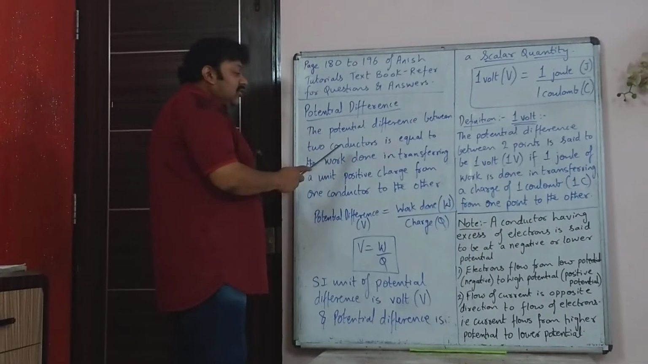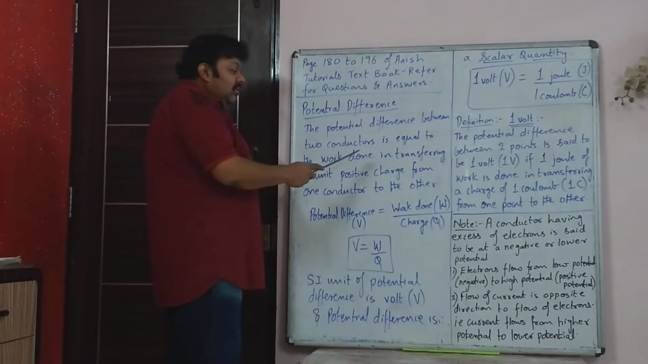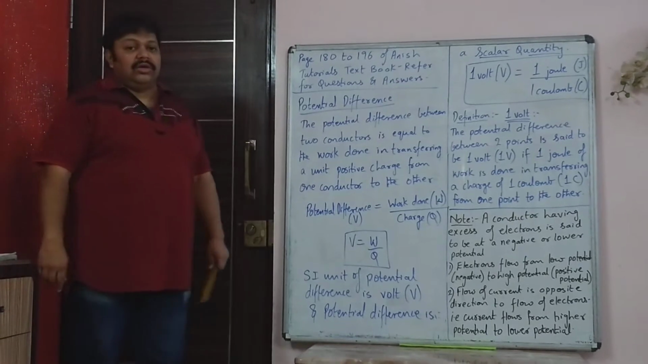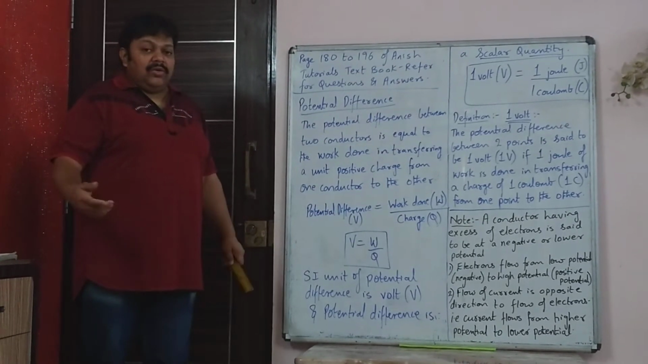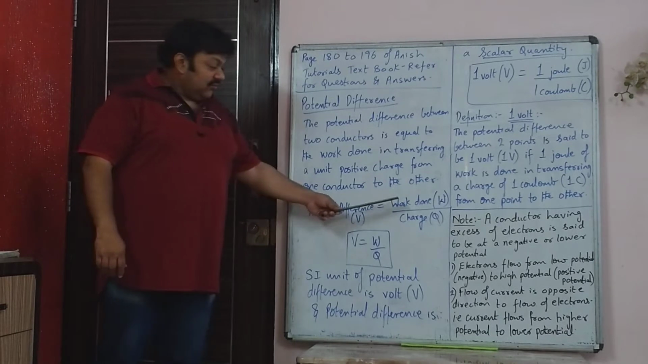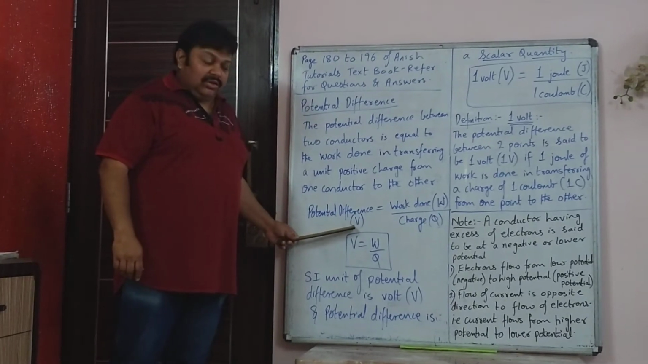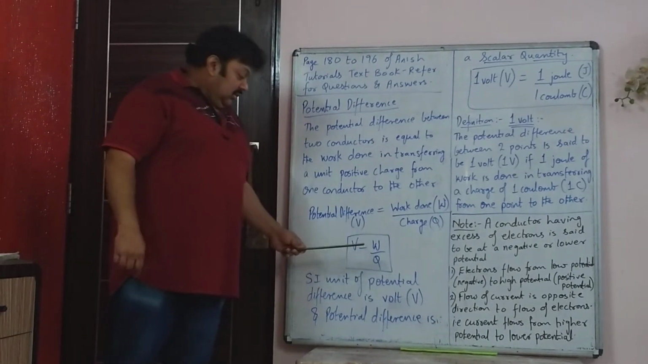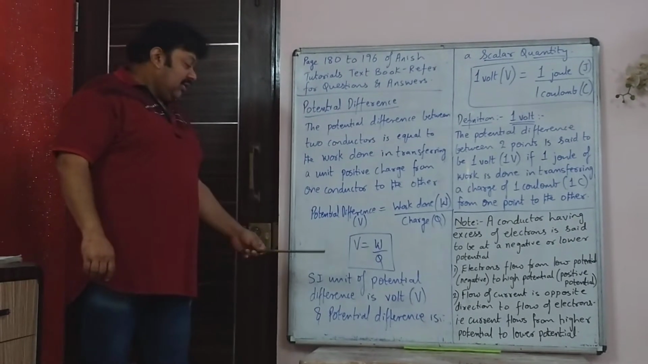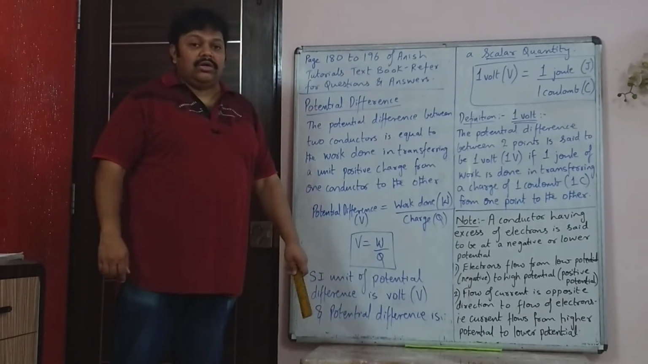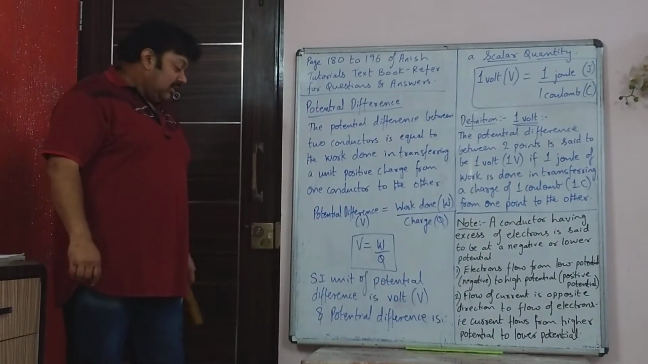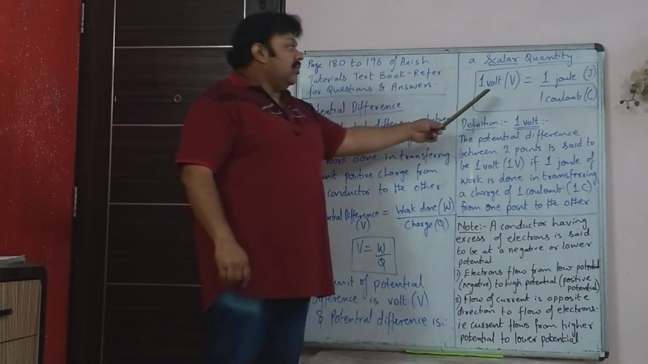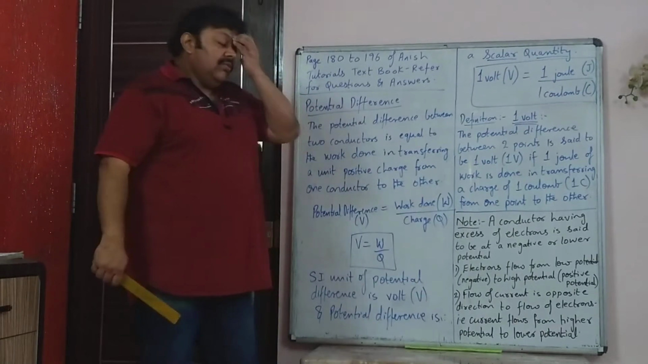Potential difference between two conductors is equal to the work done in transferring a unit positive charge from one conductor to the other. So it is work upon charge. Potential difference, denoted by capital V, is work done W upon charge Q. It is V = W/Q. The SI unit of potential difference is the volt, V-O-L-T, and potential difference is a scalar quantity. So we can say 1 volt is 1 joule per 1 coulomb.